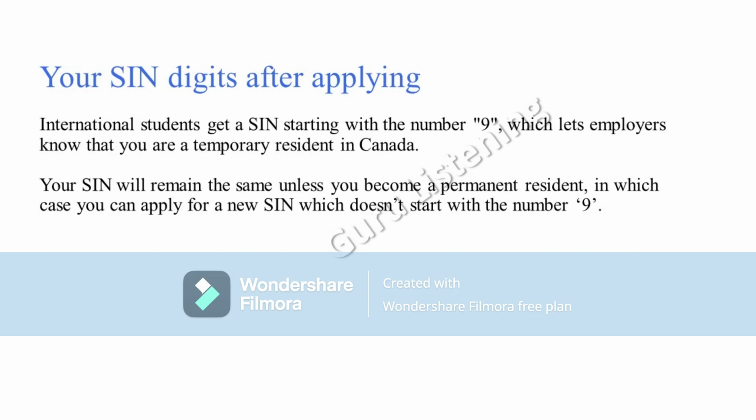Your SIN digits after applying. International students get a SIN starting with the number 9, which lets employers know that you are a temporary resident in Canada. Your SIN will remain the same unless you become a permanent resident, in which case you can apply for a new SIN which doesn't start with the number 9.